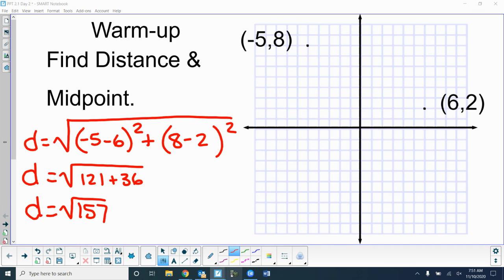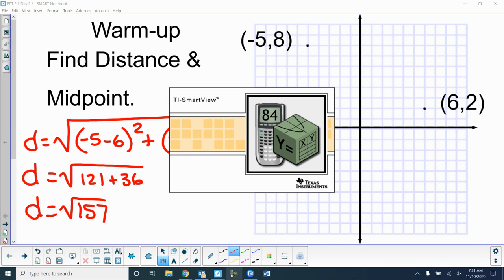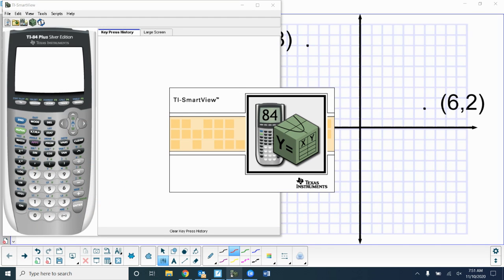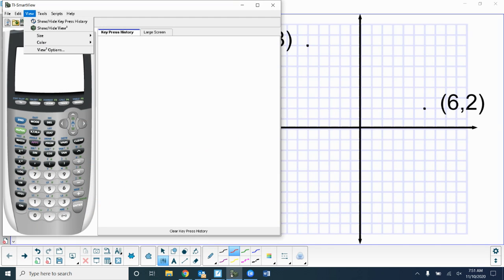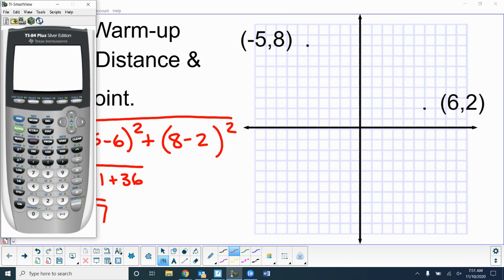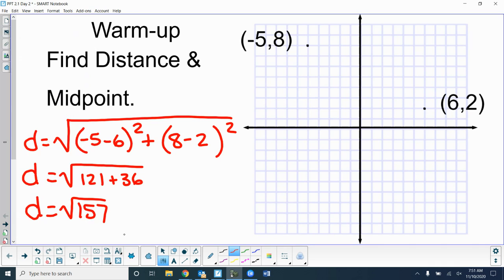And then I take the square root of that, if you want to do that, but most people just put it in decimal form. It's fine with me. So the square root of 157 is 12.5. Any questions on distance formula? All right, midpoint.